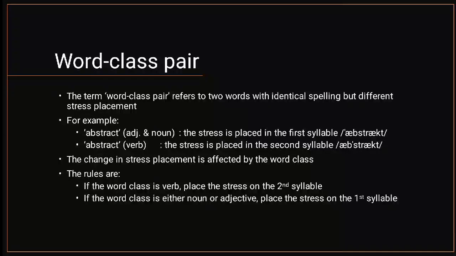Right, so the last one is word class pair. The term word class pair refers to two words with identical spelling but different stress placement. So for example, abstract as an adjective and noun. The stress is placed on the first syllable, so it's ABstract. And abstract as a verb. The stress is placed on the second syllable, so it's abSTRACT. The change in stress placement is affected by the word class.